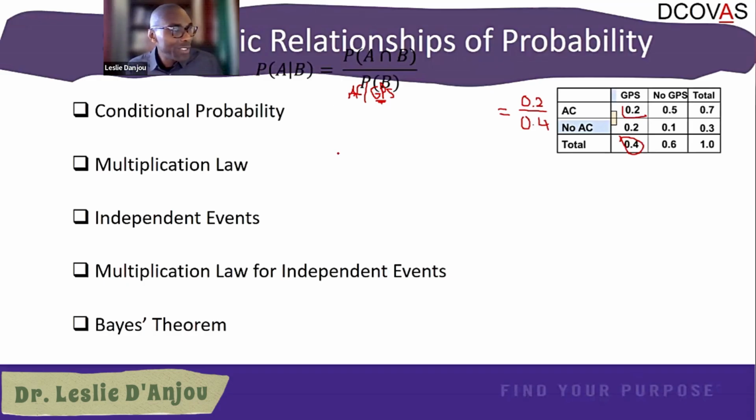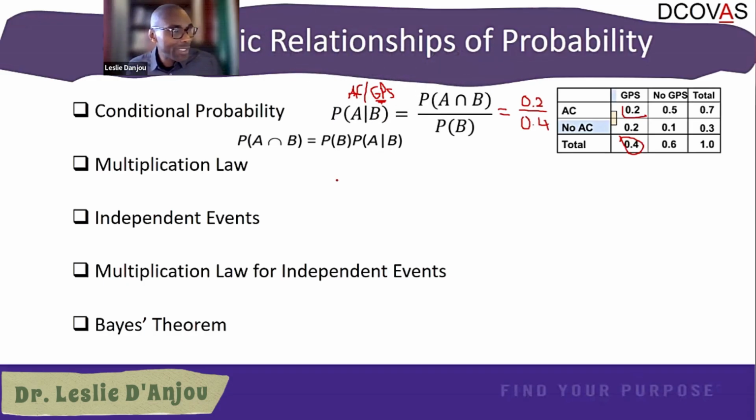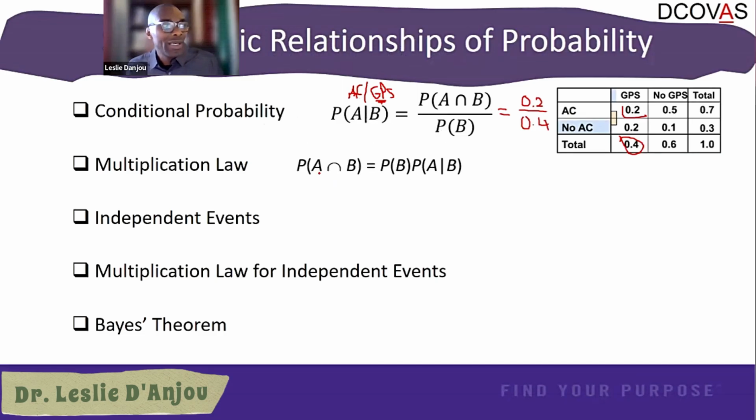All right. How do we do the multiplication law? It looks like this. The probability of A and B. For the multiplication law, it is the probability of all of B times the conditional probability of A given B. We're not going to get into all of that, but we're going to show you how to set this up in Excel.